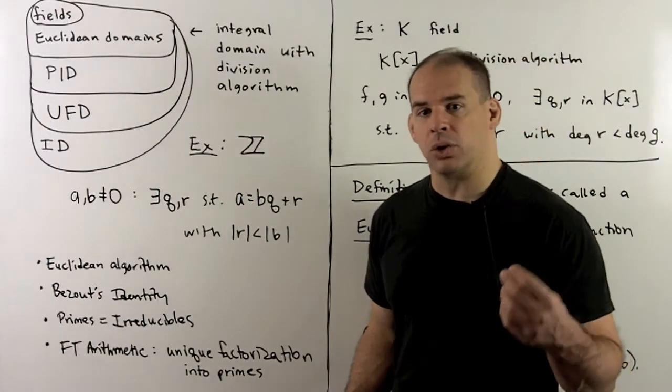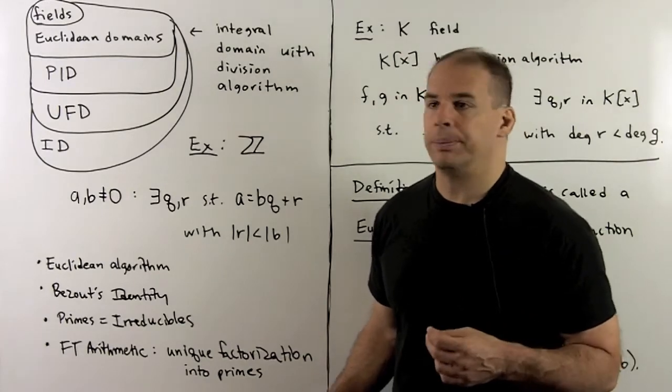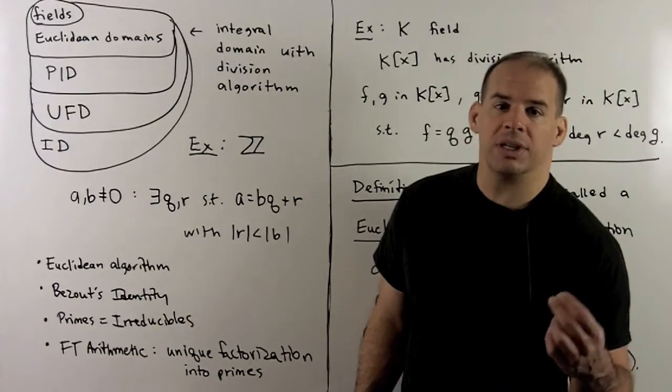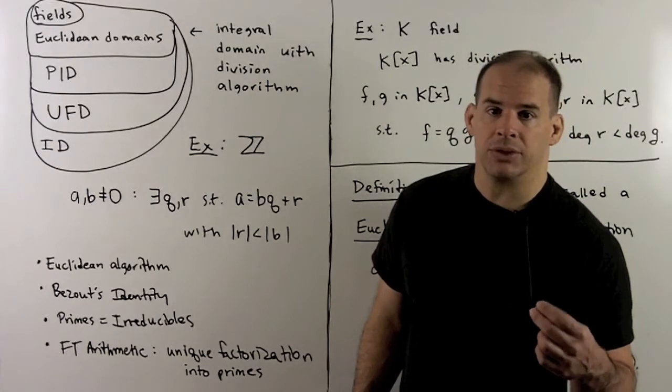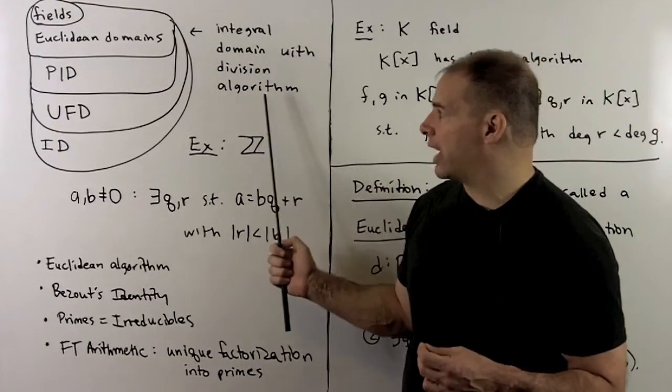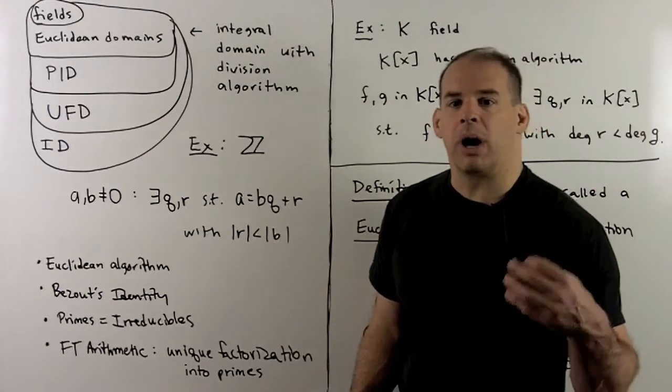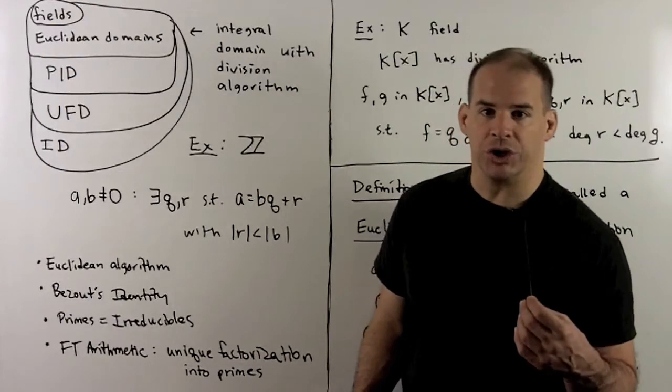In our list of types of integral domains, we've considered fields, PIDs, and UFDs. Now we want to consider Euclidean domains. So this is going to be an integral domain with a division algorithm. As usual, we're going to take a property of the integers to model our definition.